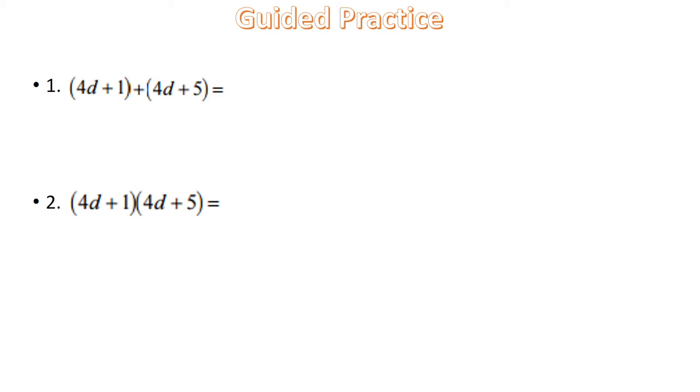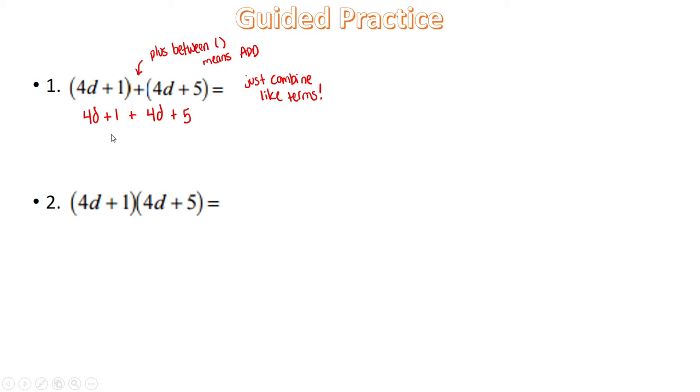So if you take a look at number 1, we have parentheses 4d plus 1 plus 4d plus 5. Now notice that there's nothing in front of either one of these parentheses. So that means we don't even need them. And we're adding between those parentheses. So you can just drop the parentheses and combine like terms. So 4d plus 4d becomes 8d. And 1 plus 5 becomes 6.